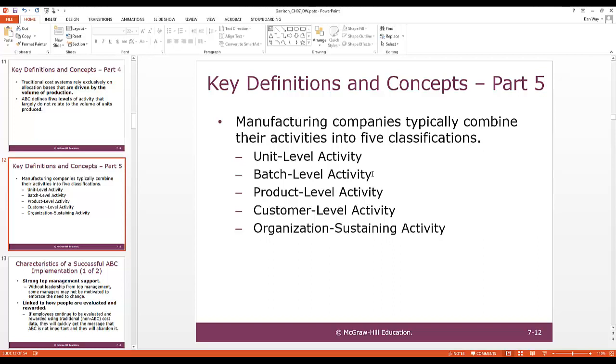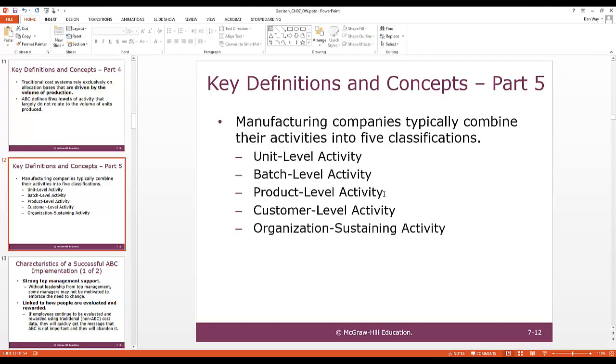A batch level activity is performed once for a certain group of units. So it may be machine setups in our factory. We may have to set up a lathe machine to run a bunch of different tables down the assembly line, and we're only going to do that once for some particular, again, batch or volume of units.